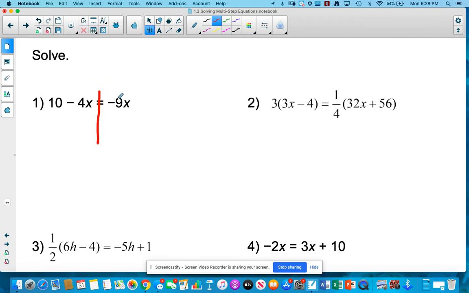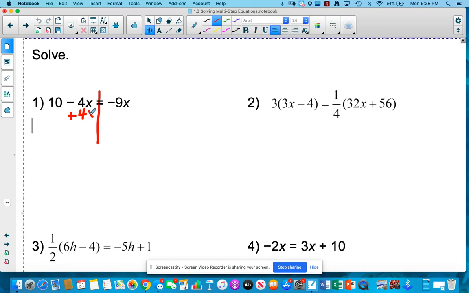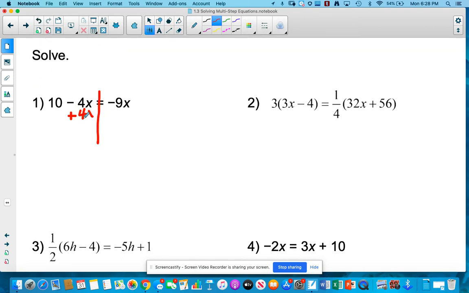So your first step is to combine all like terms, have variables on one side, numbers on the other. So I already have a constant on the left side and I have a variable on the right side. So let's go ahead and get that negative 4x over to the right. So if it is a minus 4x, the opposite of subtracting 4x would be to add 4x on both sides. So I'm going to add 4x over here.